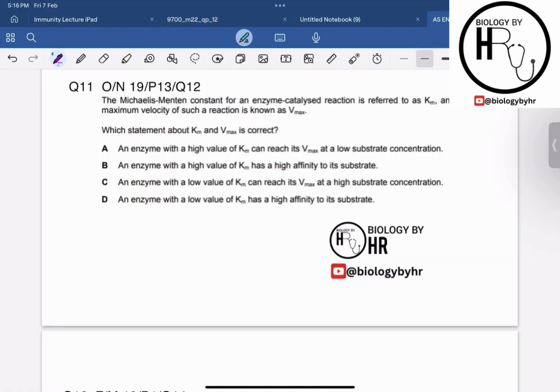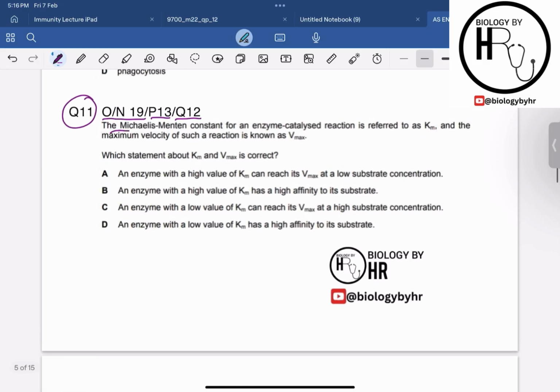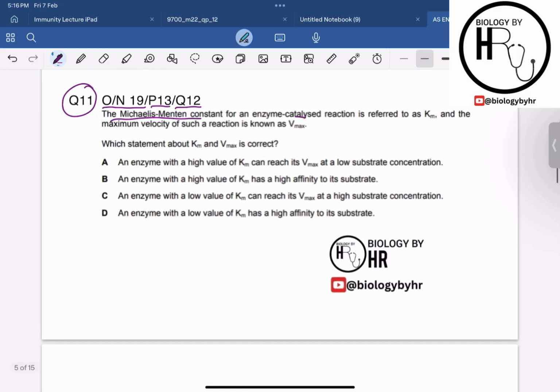Alright, so now let's talk about question number 11 over here. It is from October-November 2019, paper 1-3, question 12. It says that the Michaelis-Menten constant for an enzyme catalyzed reaction is referred to as Km, and the maximum velocity of such a reaction is known as Vmax. Which statement about Km and Vmax is correct?